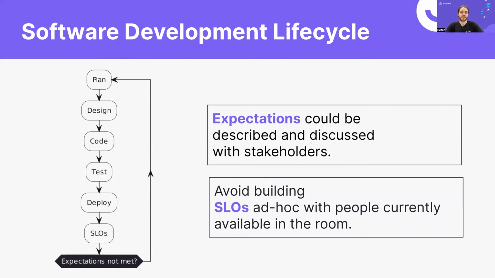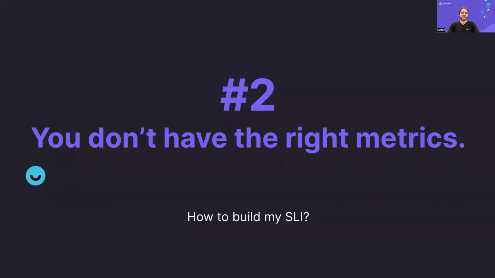If we want to meet people's expectations, we have to make sure that we set those expectations and have something to work with when designing and implementing new functionalities. The second thing is, well, you don't have the right metrics. My new feature is up and running, but I don't have any data to prove it. I may know what to expect from my product, but people don't, and people don't want promises. They want proof. And for that, we need metrics to build my indicators.